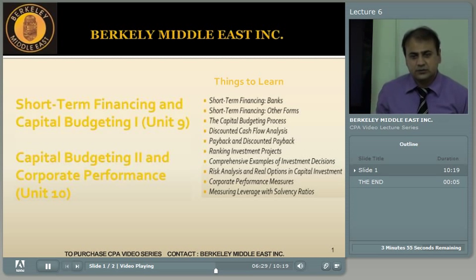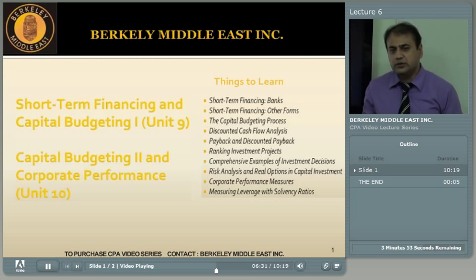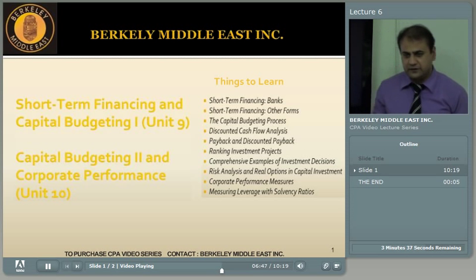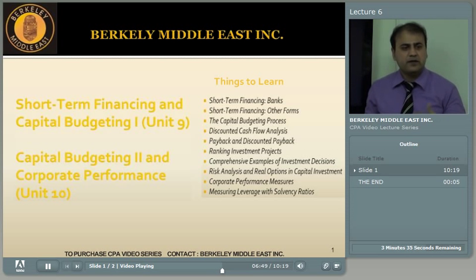We have two methods to see whether an investment is good or bad. One is called the net present value method. The other is IRR, that is, internal rate of return. In fact, both methods are almost the same. Just the functioning of the method is a little different. Otherwise, the way it behaves is the same.